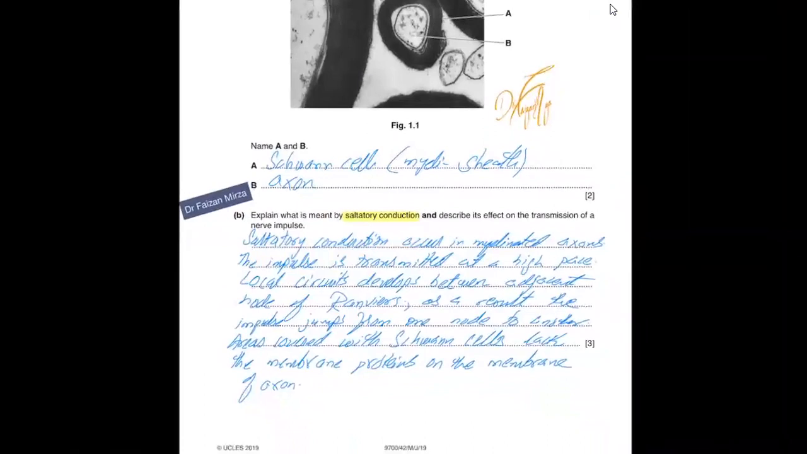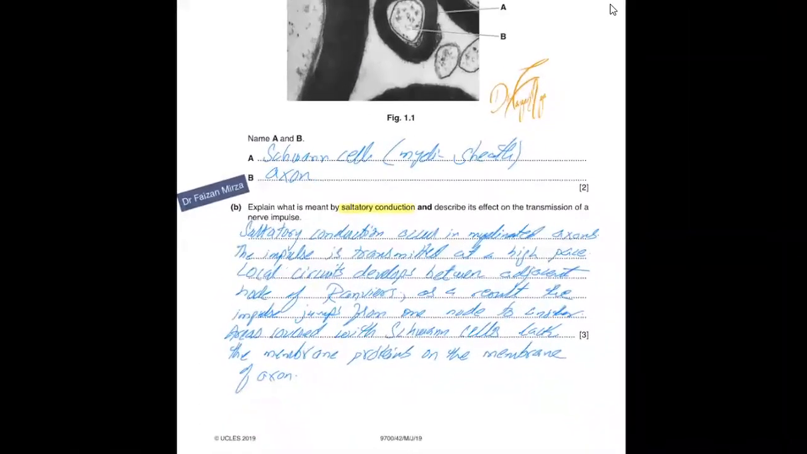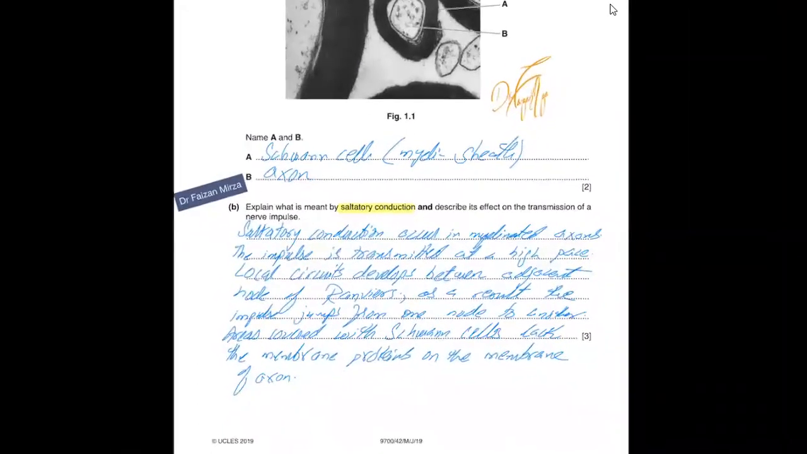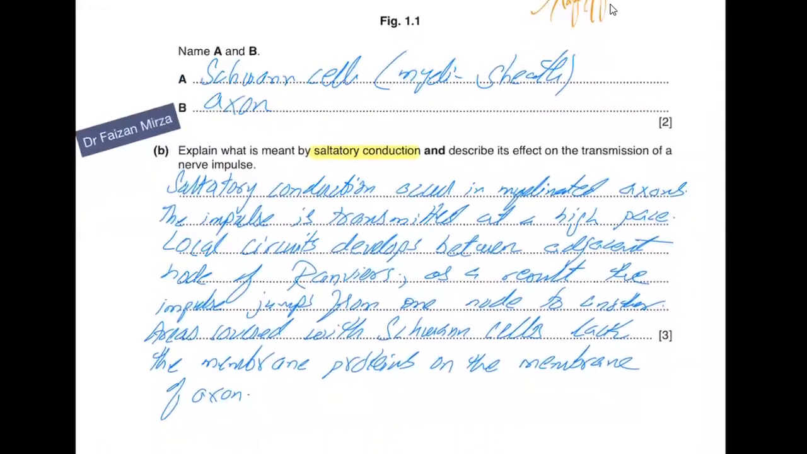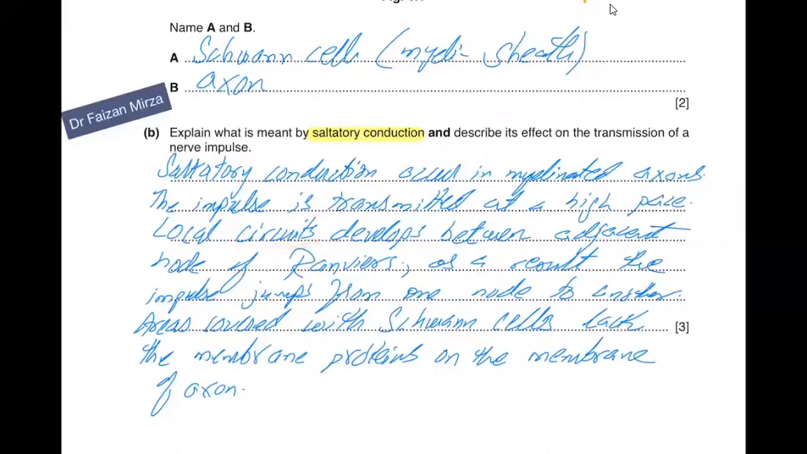Explain what is meant by saltatory conduction and describe its effect on transmission of nerve impulses. We know saltatory conduction occurs on myelinated axons. We know the impulse is transmitted at a high pace. Local circuits develop across the adjacent nodes of Ranvier. As a result of this, the impulses start to jump from one node of Ranvier to the next, and only these are the regions across which the ionic exchange will occur.